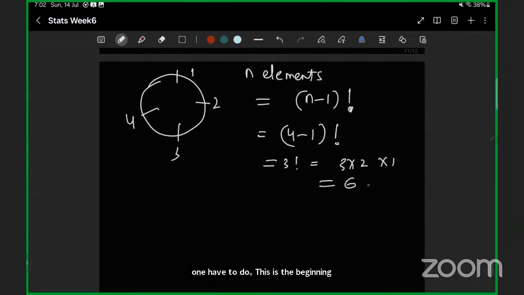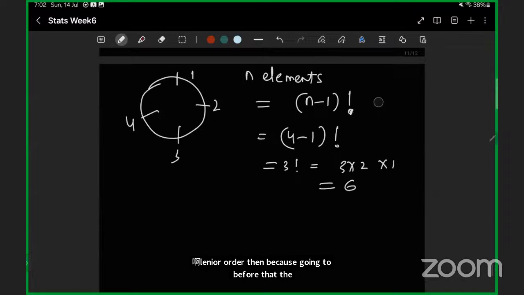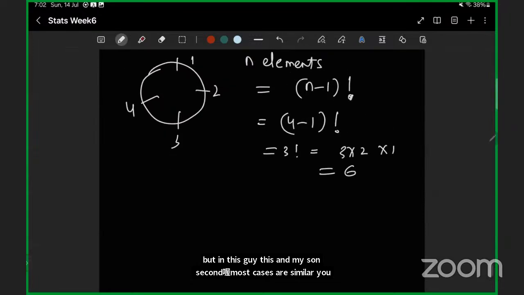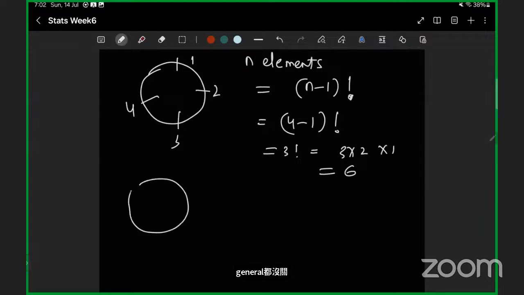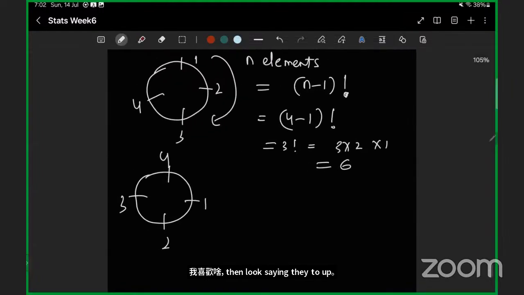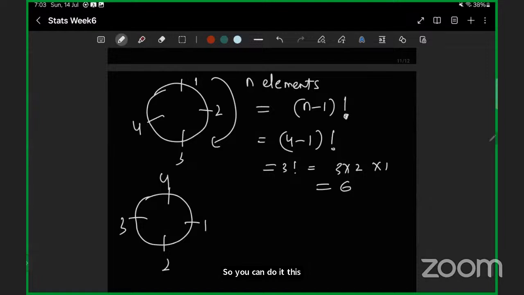Earlier it was 24. If I had just n elements arranged in linear order, then it was going to be 4 factorial, so that is 24. But in this case, it is n minus 1 factorial. You can maybe draw it also. Another case of this is the same as this. If one starts from here, then it looks the same. You can go either this way or this way, your choice, but I always go clockwise.